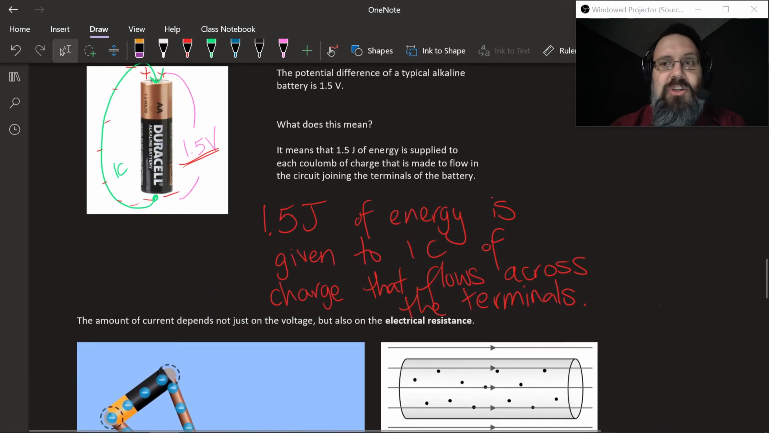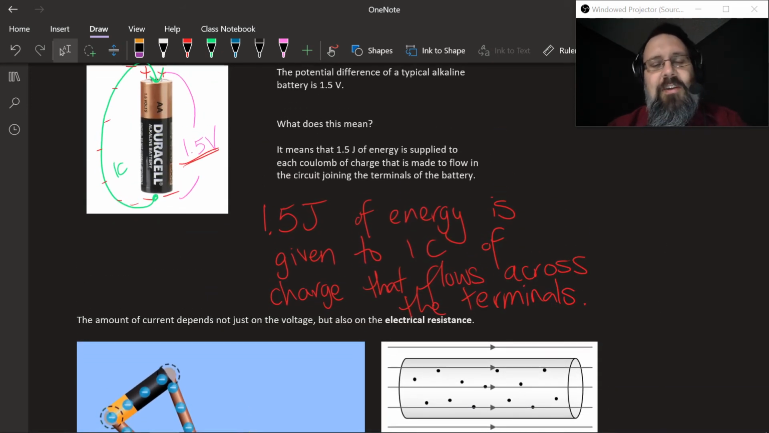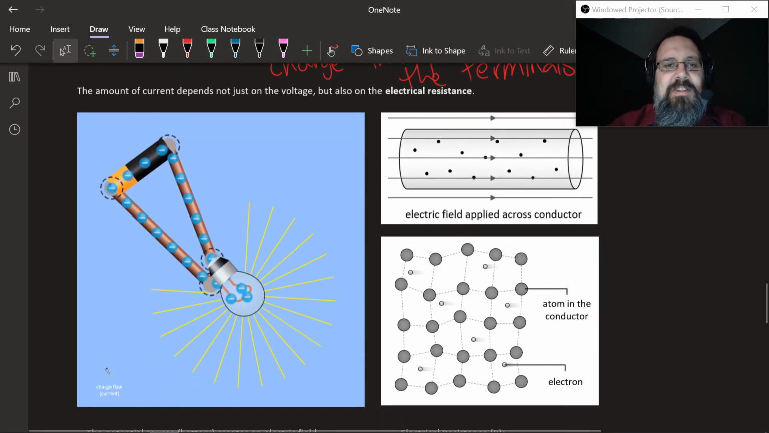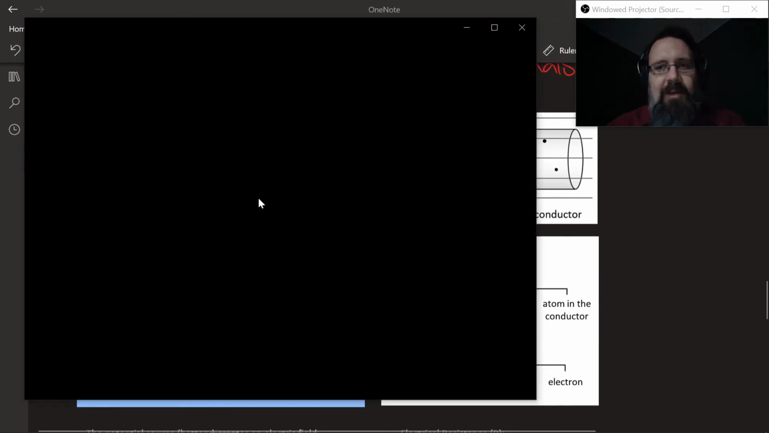You could push the charges harder and they'll flow more easily. They'll flow faster and you'll get more power out of this thing. But there's also this concept called electrical resistance. So I just want to show you guys this animation. This is from that simulation I shared with you a couple of classes ago.